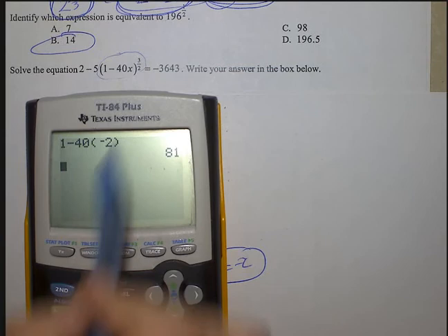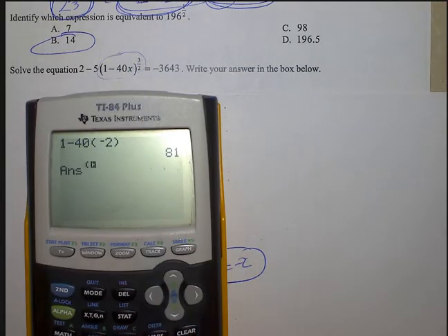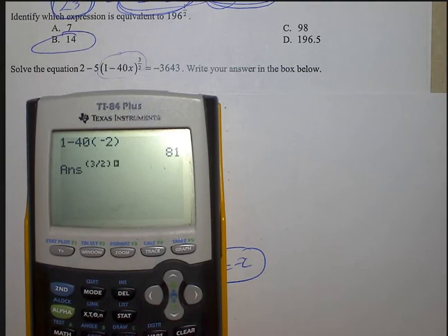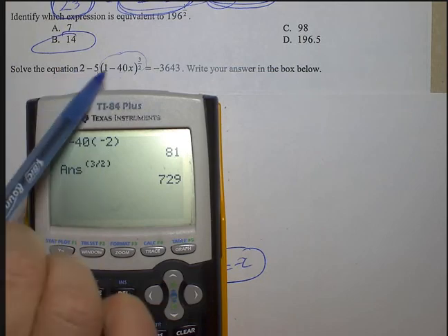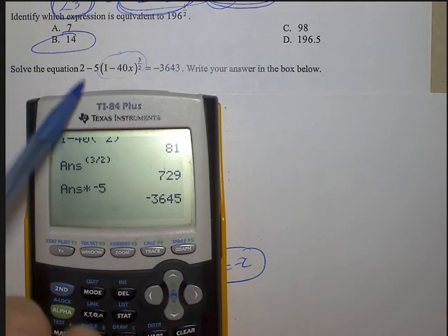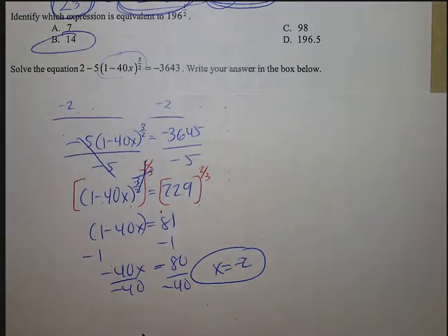Now raise it to an exponent of 3/2. Raise it to the 3/2 and get an answer. Okay, now take that answer times -5 and then add 2 to it. Does the left side equal the right side? So we just proved, yes, -2 is an answer. It is not extraneous.